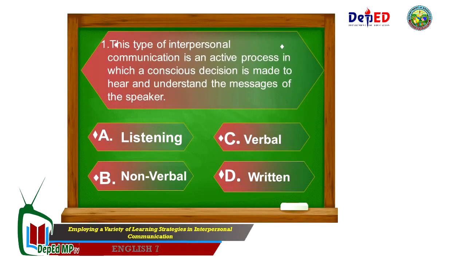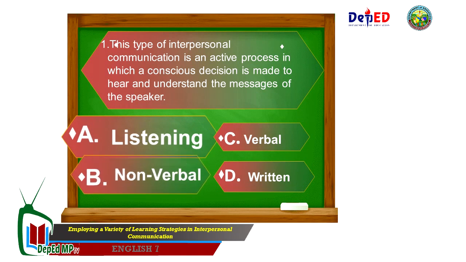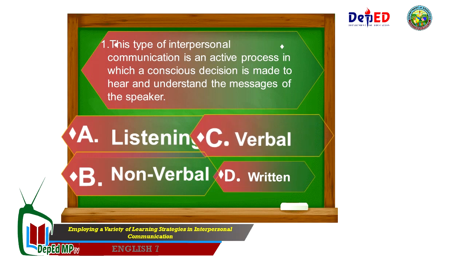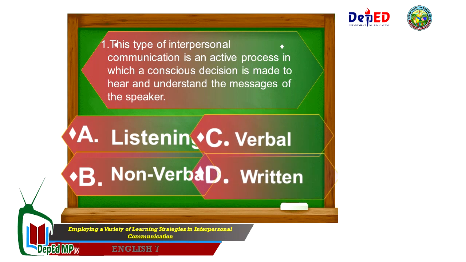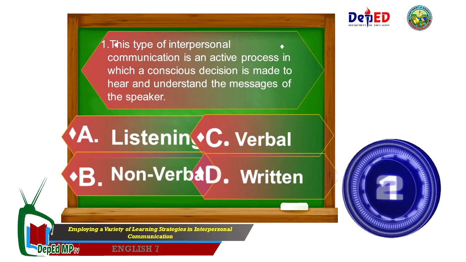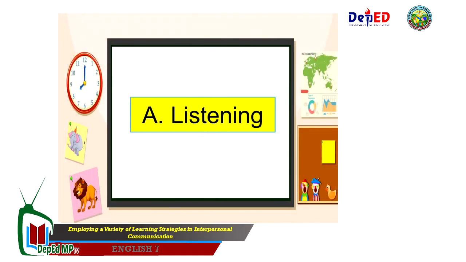This type of interpersonal communication is an active process in which a conscious decision is made to hear and understand the messages of the speaker. A. Listening. B. Non-verbal. C. Verbal. And D. Written. And the answer is A. Listening.